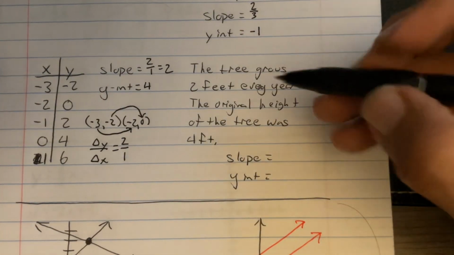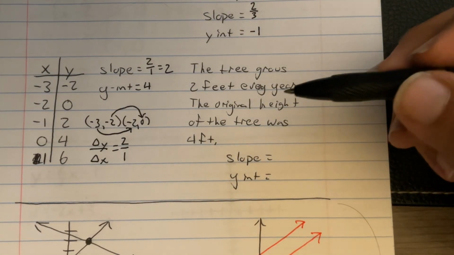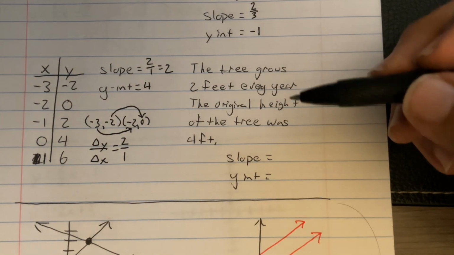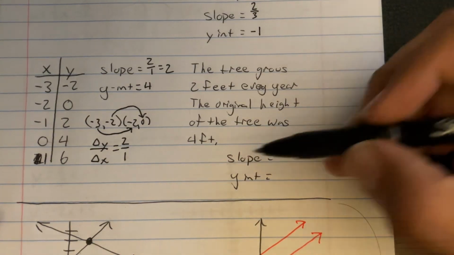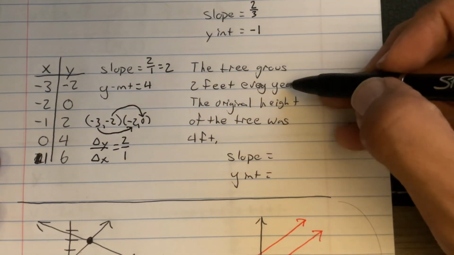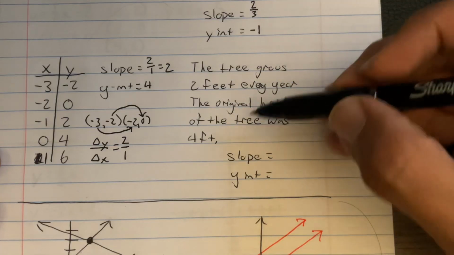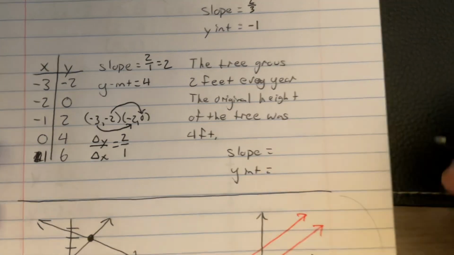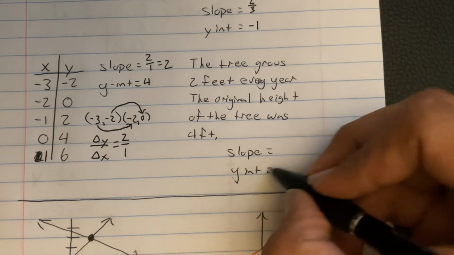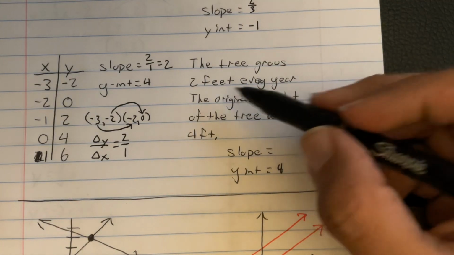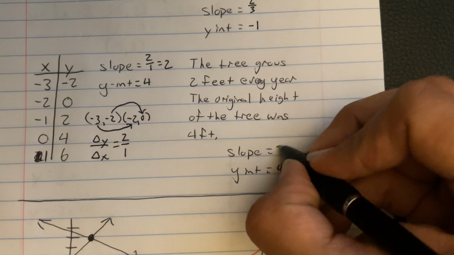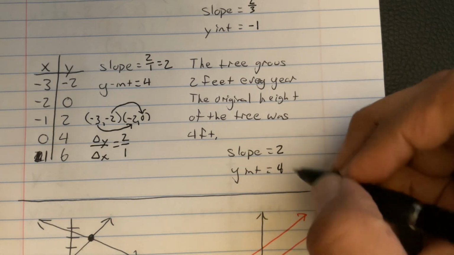So when you're reading a story, the thing that happens once is going to be the y-intercept, and something that's continuously happening is going to be the slope. So the tree grows 2 feet every year. The original height of the tree was 4 feet. So the original is only going to happen once, so the original is going to be 4 for the y-intercept. Now, grows 2 feet every year, that's going to be the slope, 2 feet per year.